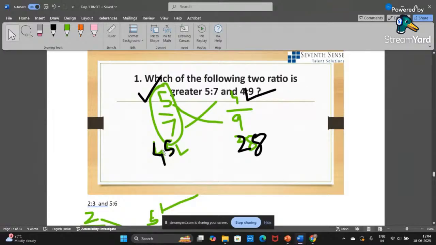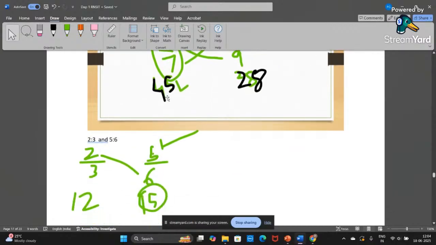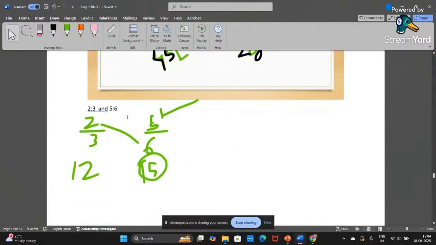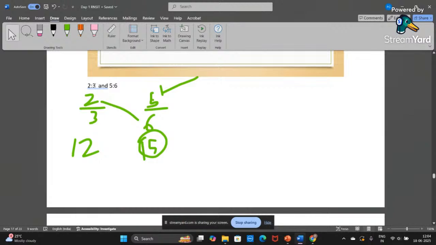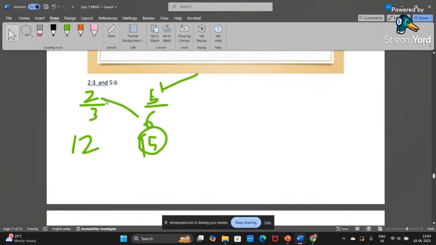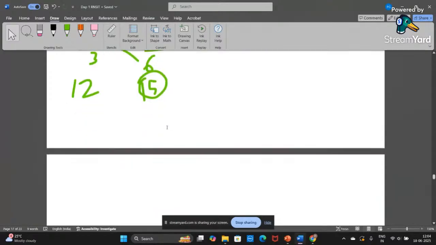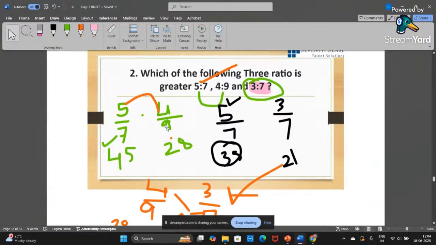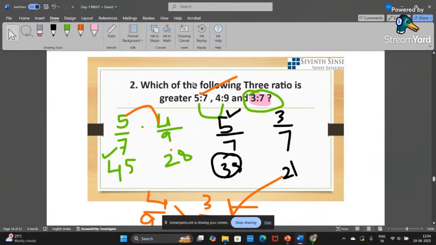We need to find the greatest among these. So which is the bigger number after multiplying? 45 is the bigger number. That is what we have written below the 5 by 7. So that is your answer. Same way, you can calculate for another example. See, the ratios will be written in the form of 2 by 3 and 5 by 6. Then again multiply and check which is the bigger number, and that will be the bigger ratio. When there are three ratios, first take any two ratios and compare. Among them, take the bigger ratio and compare it with the left out one.